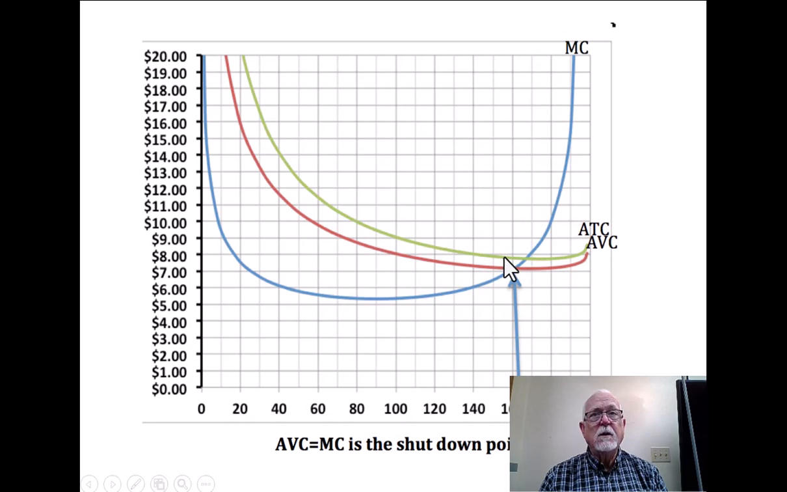Now, on the other hand, if the price falls below that point of average variable cost equals marginal cost, then total revenue is going to be so low relative to total cost that the firm is not even covering their overhead, much less their variable cost. And so it'd actually be cheaper for the firm to shut down. So at the point where average variable cost equals marginal cost, that's called the shutdown point.